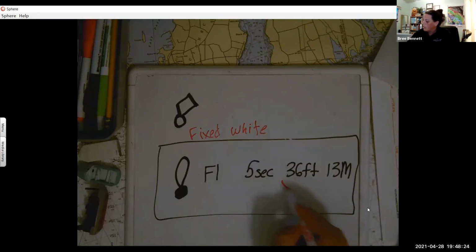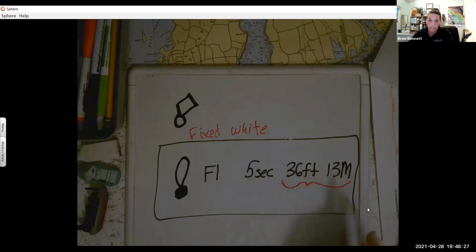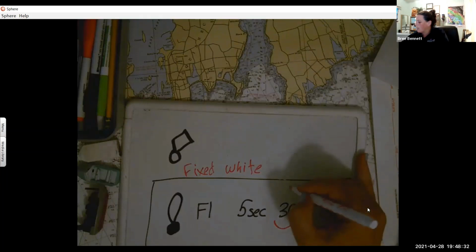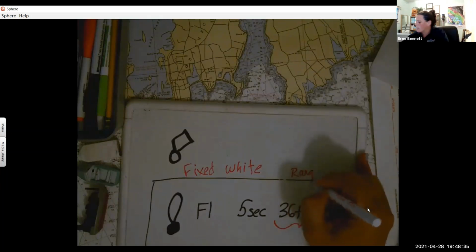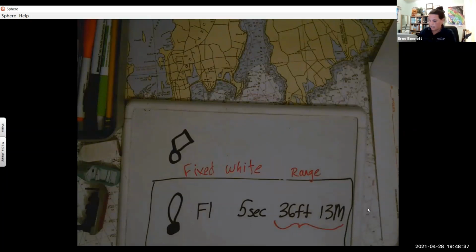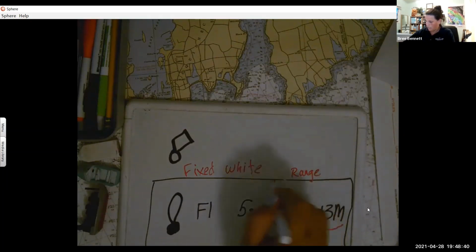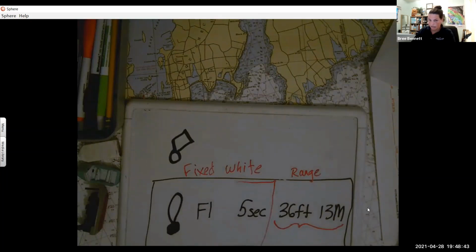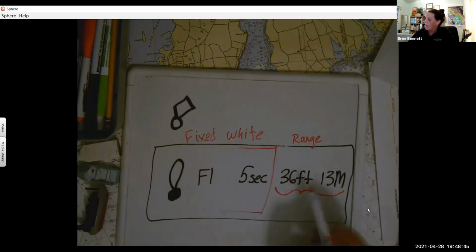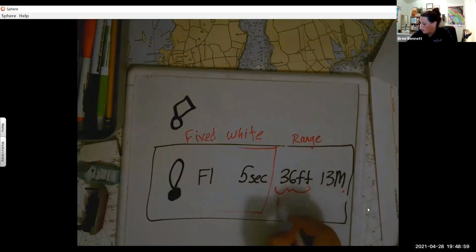And then it tells me some information over here, which is what we're going to look at when we're questioning the range of the light. How far away can we see it? So again, this is describing the light itself, characteristics, and then this is going to be talking about how far away we can see it. So this first one gives us the height of the light.